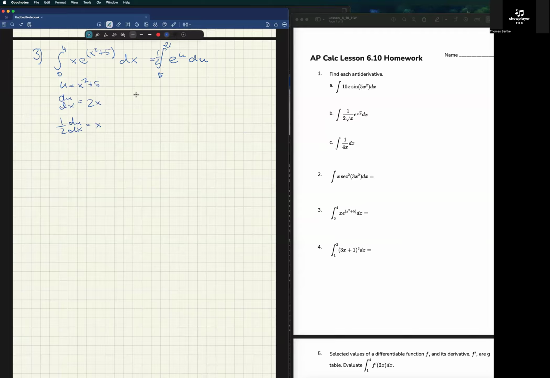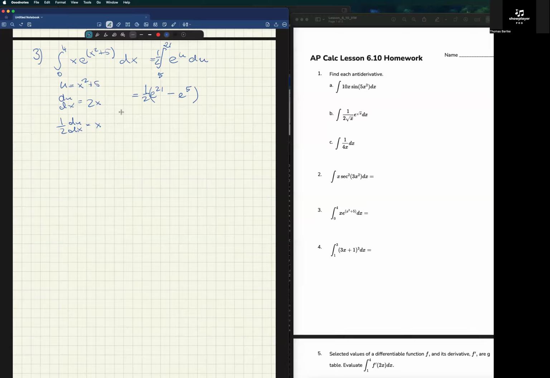So then the antiderivative of this will be e to the u. So I'm going to plug in the upper value first, e to the 21, minus the lower value, e to the 5th. And don't forget the 1/2 in front, and parentheses, and you're done.